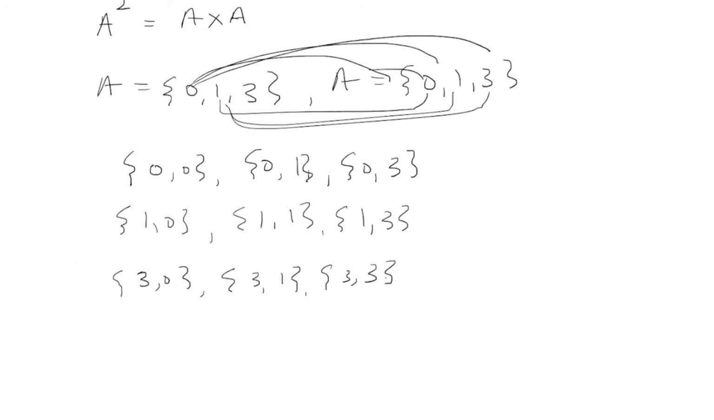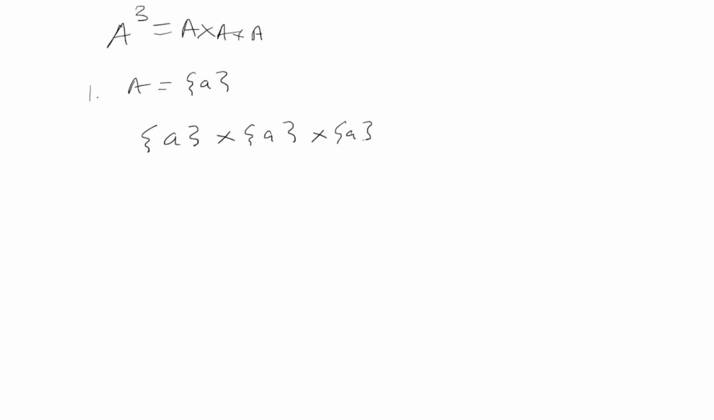Now let's move on to a cubed. So let's say if we have A cubed, we know that's going to be A cross A cross A. And let's do two examples. So one of them is going to be if A is the set that contains a. So this one, we can just write it like this. So there's only one element here, right? Capital A only has lowercase a in it. So the only combination is just to have all a's. That's the answer for that.